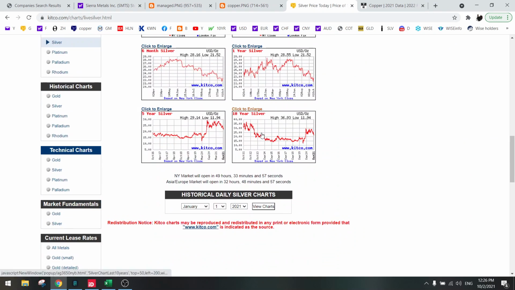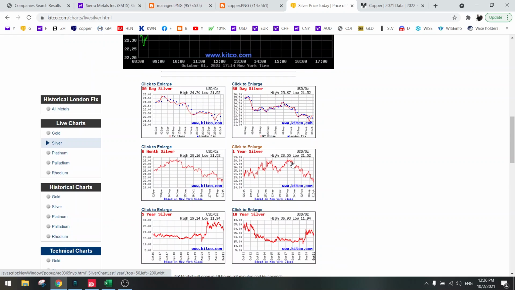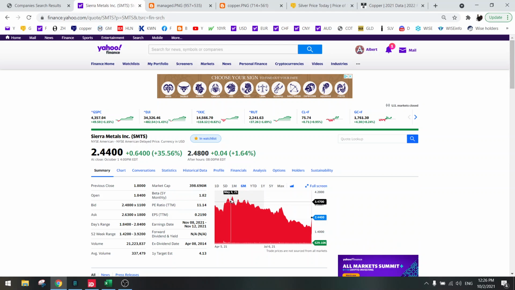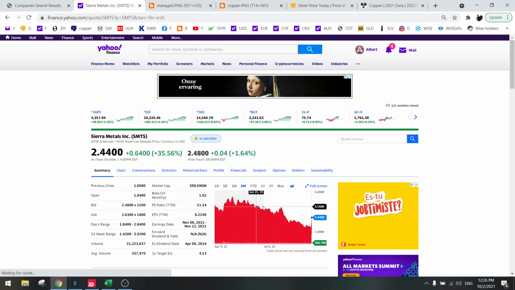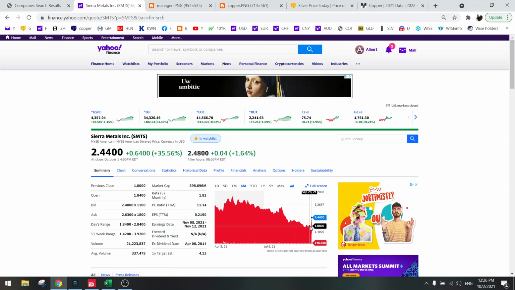You can also see this here on silver. Silver has had a very bad run here in the previous months. And now I expect this to come back higher. And I think this chart is actually following Sierra Metals. Let's take a look. May was the top. And when we look here, May was the top. So I think Sierra Metals is actually following the silver price.